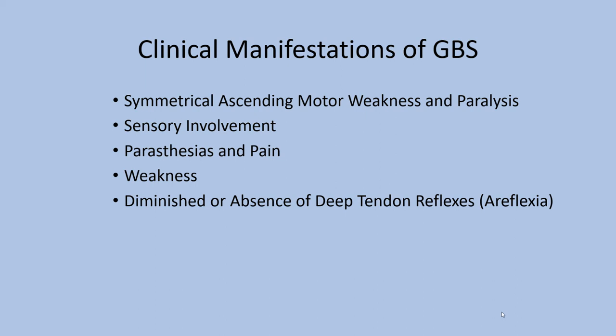So there may be sensory involvement. It just depends. Patients may complain of paresthesias and pain that involves the shoulders, back, buttocks, and upper legs. After the first few days of weakness, neurological assessment demonstrates diminished or absent deep tendon reflexes, which is areflexia. So areflexia is recognized as a key finding in GBS.